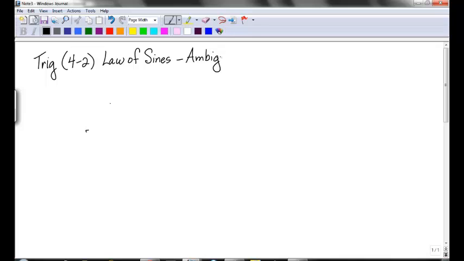Okay, this is on law of sines, what they call the ambiguous case. Law of sines, and this is the ambiguous case. Okay, if we go back to your notes from yesterday, when to use the law of sines.